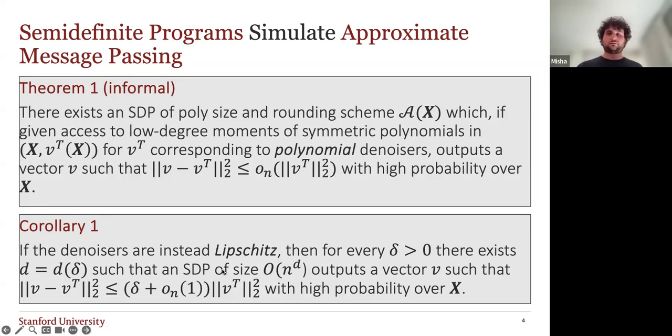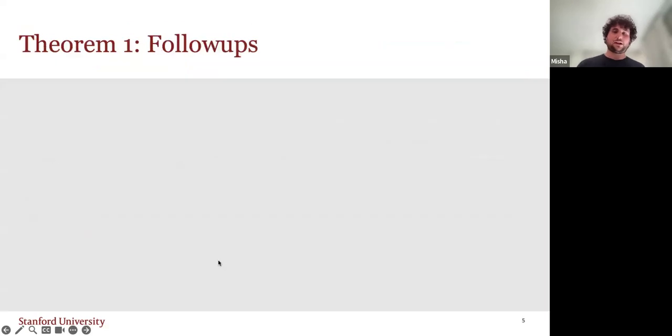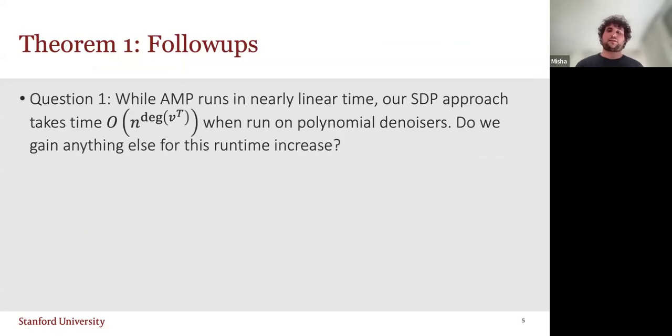This is great, of course, but it leads to two natural follow-up questions, so to speak. The first one is, AMP runs in nearly linear time. Essentially, if we consider a fixed number of iterations, t, here that's how long our AMP algorithm runs for, AMP will run for time, say, n squared t, where n squared is just the time to multiply by the vector over and over again.